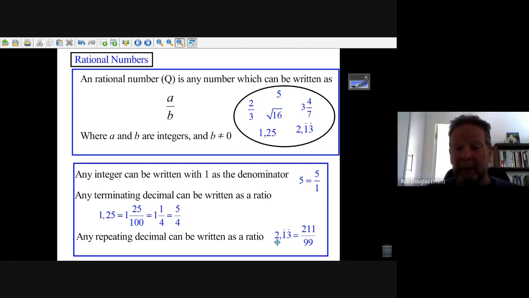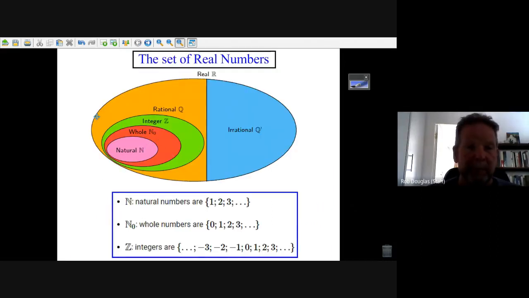We're going to learn how to turn any repeating decimal like 2.13 repeating into a fraction. If you do this on your calculator, 211 divided by 99, you'll get 2.131313, and then the 13s keep on repeating. So those are the rational numbers, and they include all the counting numbers, but also any fraction you can make, anytime you can make a ratio of integers.